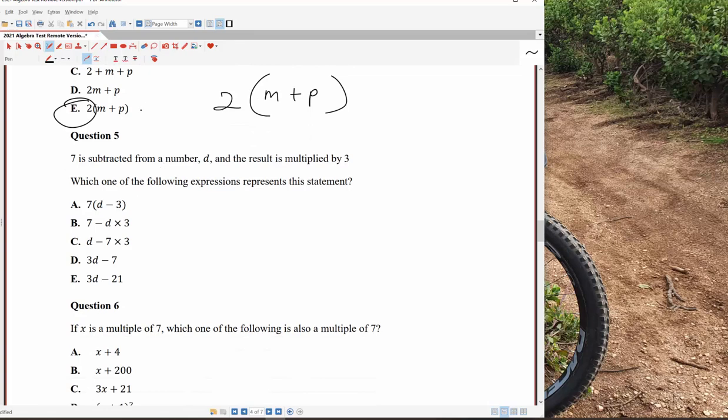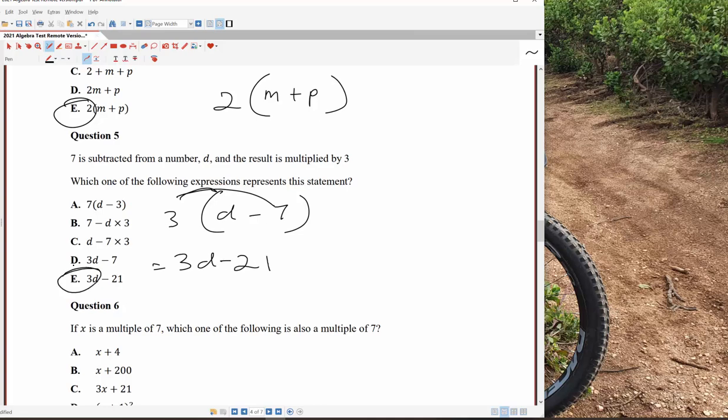This is a similar question. 7 is subtracted from a number d, and the result is multiplied by 3. Now that isn't anywhere here, and what you needed to do is use the distributive law here. So 3 times d is 3d, the subtraction sign, 3 times 7 is 21.